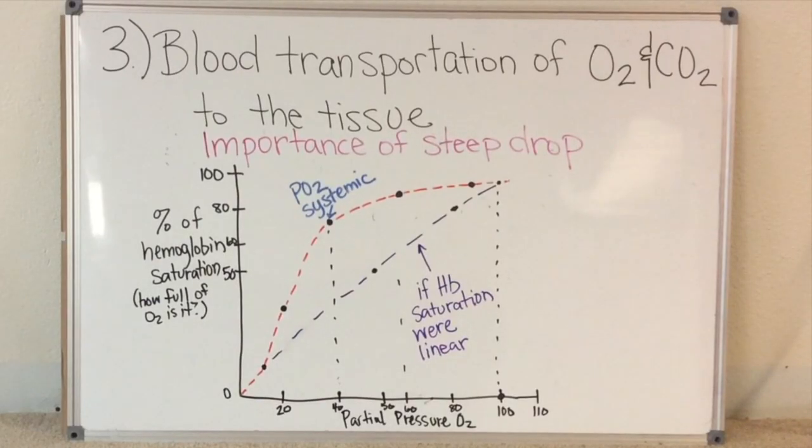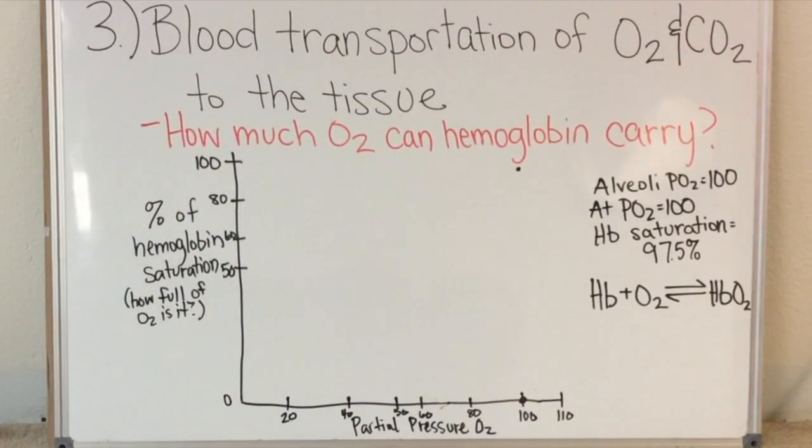The red dashed line shows the hemoglobin saturation curve as it truly is, with a steep drop-off at low partial pressures and a long plateau at high partial pressures. The binding of hemoglobin and oxygen is a reversible reaction. This allows us to pick up oxygen in the pulmonary system and then release oxygen at the tissue level.